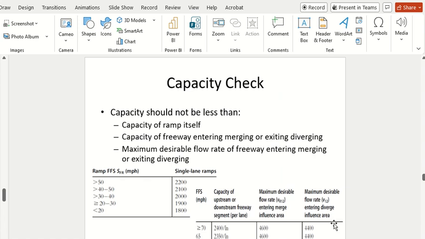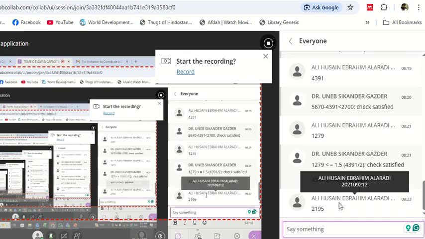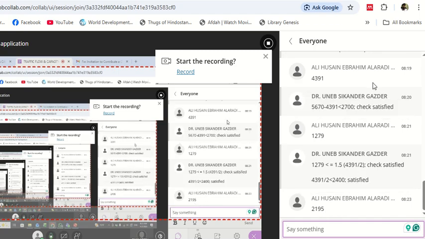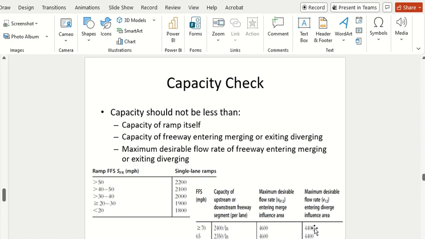Then for a diverge section, the total V12 should be less than 4400. My V12 is 4391. Okay, so this check is also satisfied. So all checks are satisfied, the capacity check as well as the V12 check.